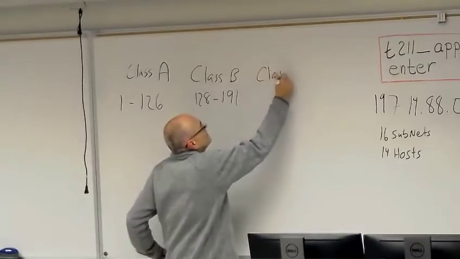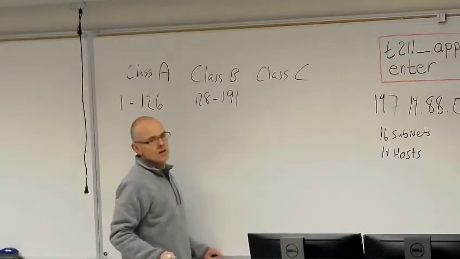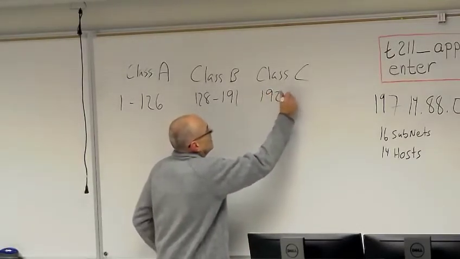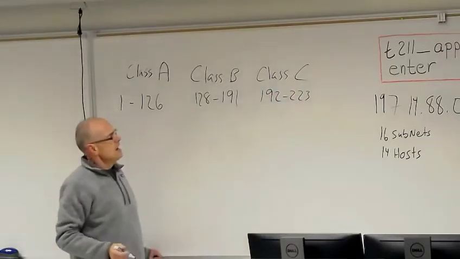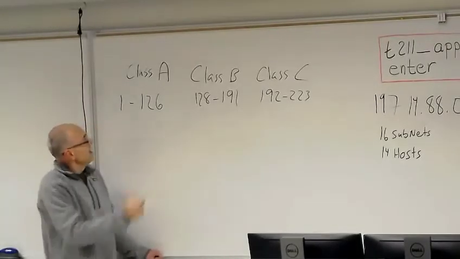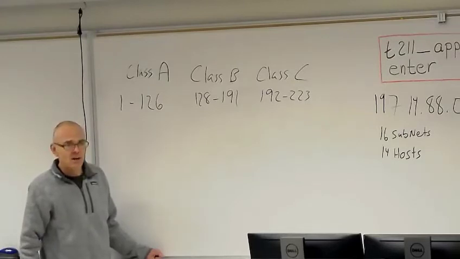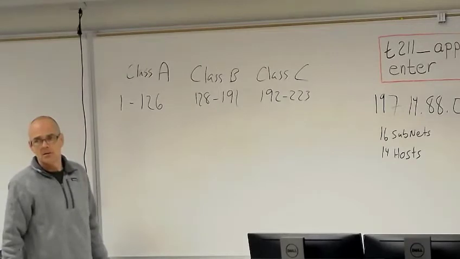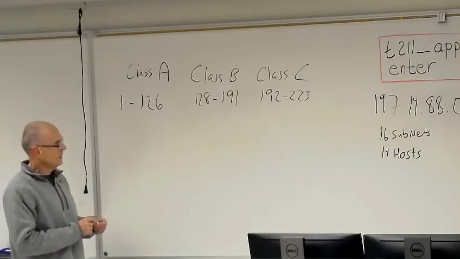Let's look at Class C. What is Class C's IP address range? 192 to 223. Okay. Now, based on our Class A, Class B, and Class C ranges, what is this network that we're going to be subnetting today? At 197, what range does that fall into? Class C, good. So we're going to go with Class C. That's a Class C network.